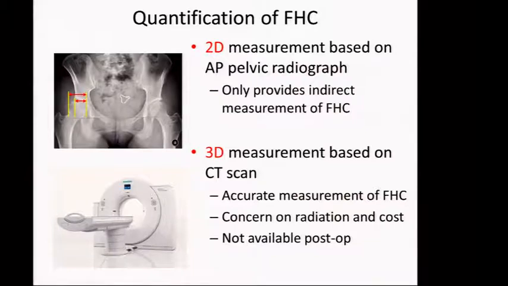I think the 2D method with the AP X-ray is standard and widely used, but only provides an indirect measurement of the femoral head coverage. 3D measurement is patient-specific and accurate, but there's a concern about radiation and cost, and also for postoperative it is usually not available.